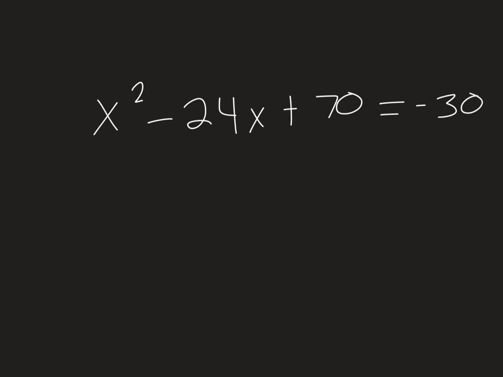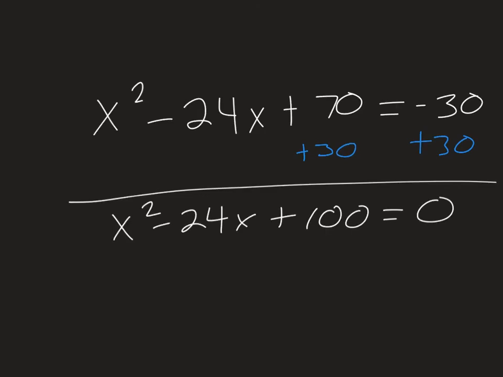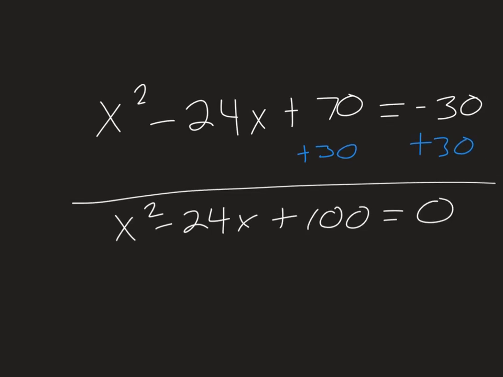I am going to hope that you have done that. I'm going to assume you did, and so I'm going to go ahead and show you that you'll do this by adding 30 to both sides so that we can get this set equal to 0 like we need it to be. So now we've got the equation set equal to 0.